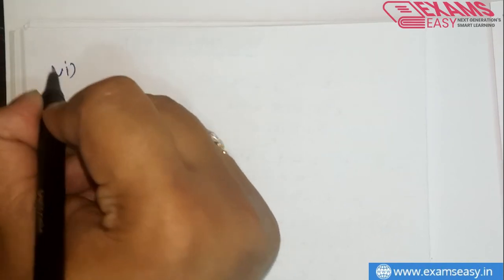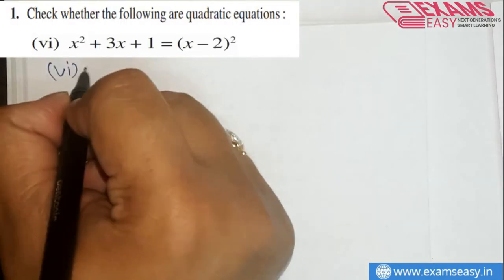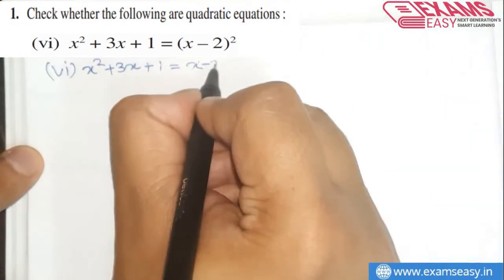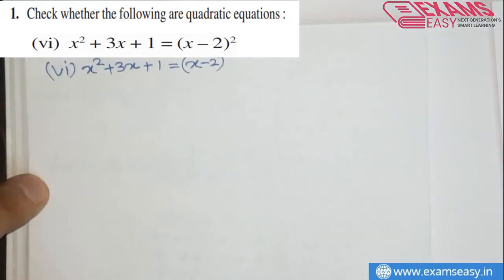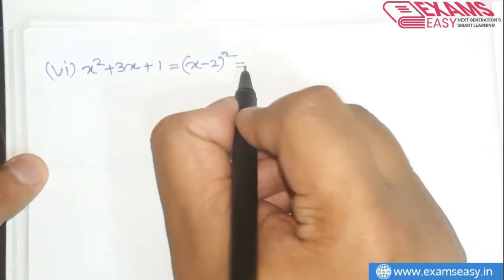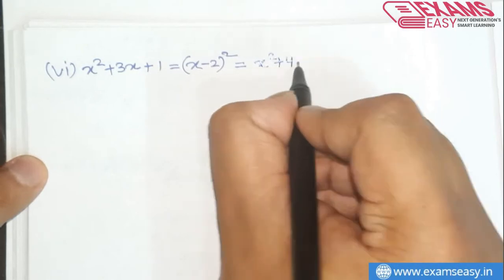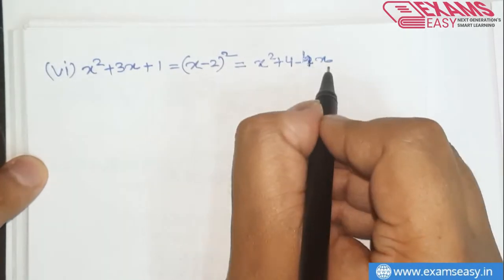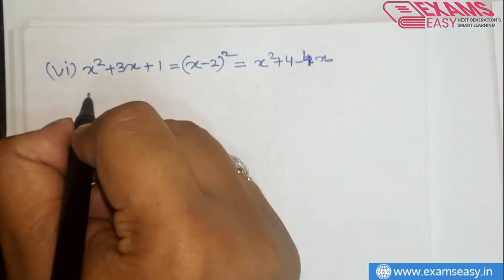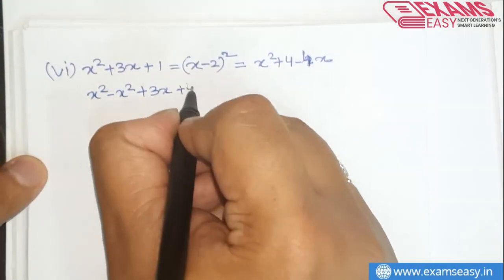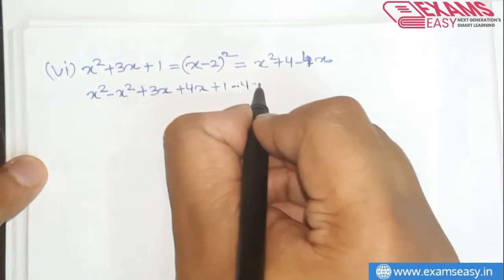Friends, let us together try the sixth question. It is given as x square plus 3x plus 1 is equal to x minus 2 whole square. So let us simplify the right hand side, and it may be written as x square plus 4 minus 4x. Let us bring this term to the left hand side, then we get x square minus x square plus 3x plus 4x plus 1 minus 4 is equal to 0.